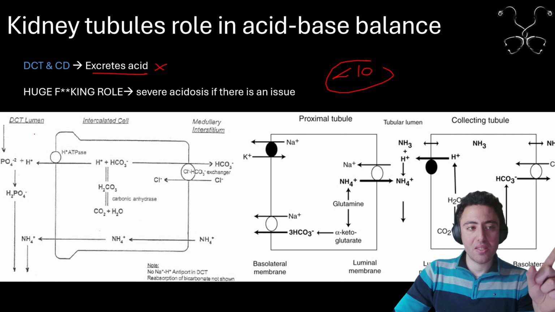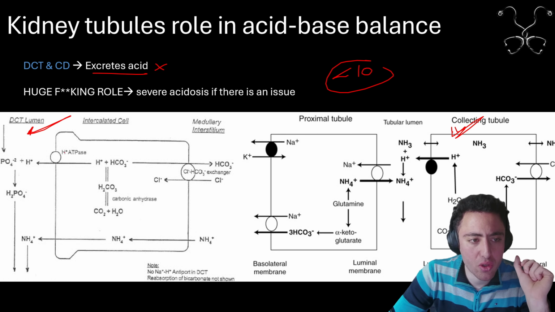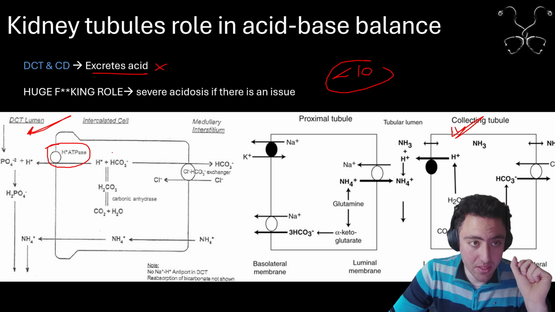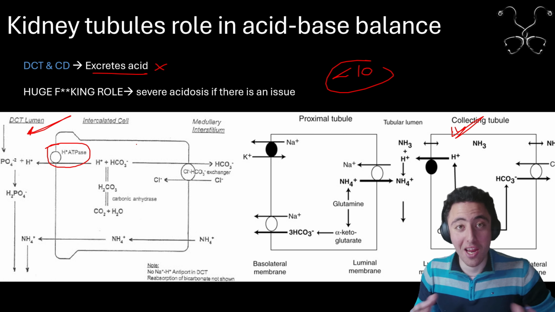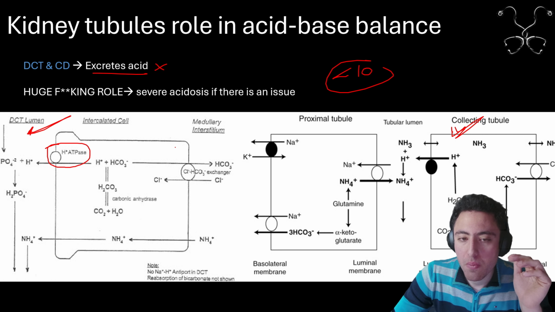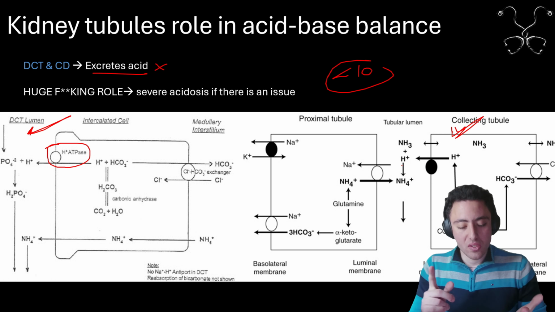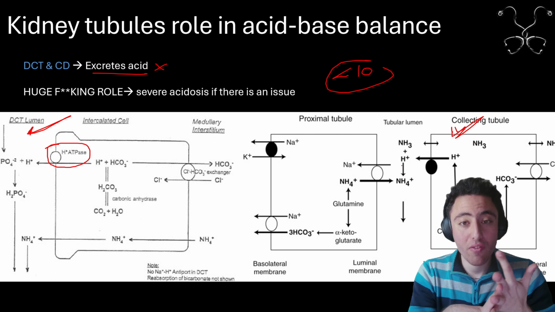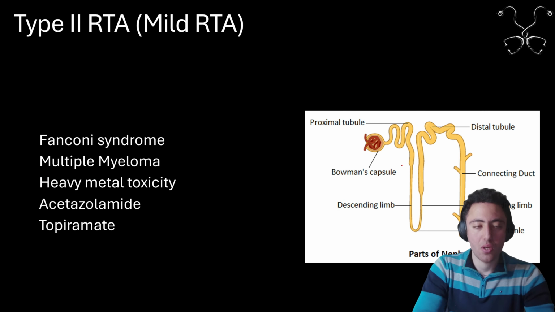So that happens in the distal convoluted tubule and in the collecting duct. What you need to know is that there is a pump that's called hydrogen ATPase. This pump excretes acid. If you have a problem with that, you cannot excrete acid. You'll have huge acidosis. That's a big problem, right? I'm not going to talk about the details of acid excretion here, but that's what you need to know for the DCT and collecting duct. If you have a problem here, that's a big issue. You cannot excrete acid. Okay, let's move on.